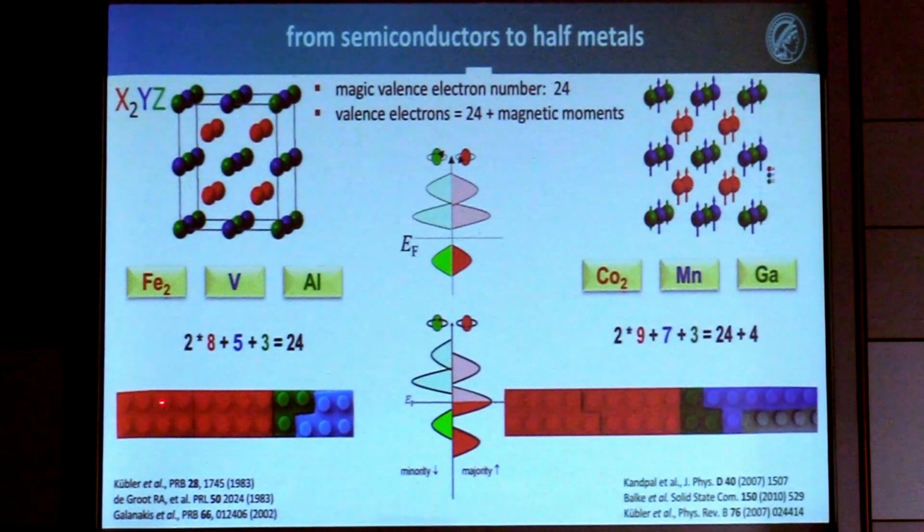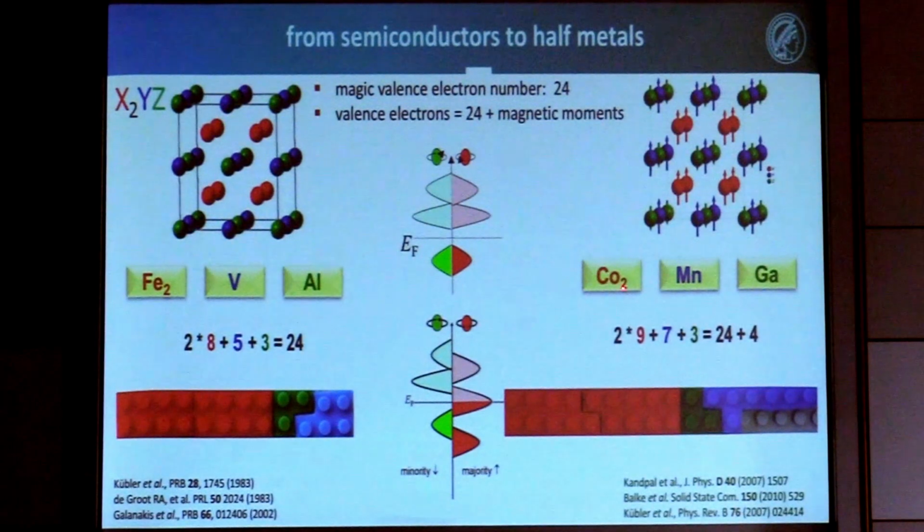Or you can write it in the language of Lego. So this is one iron, this is the second iron, this is the aluminum, and this is the vanadium. And they all together have 12 electrons in each spin direction, and we have a non-magnetic material. So if we add more electrons than the 24 electrons, we can have half-metallic ferromagnets, and this is not new for the audience from Kaiserslautern and Mainz, because they have been working on Heusler compounds for a long time, from the time I was still in Mainz.